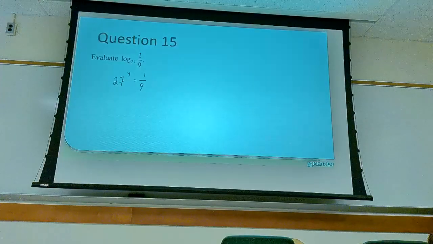It's 3 cubed. And 9 is 3 times 3, which is 3 squared. Now use your laws of exponents. Solve for y. 3y is -2, so what's y?